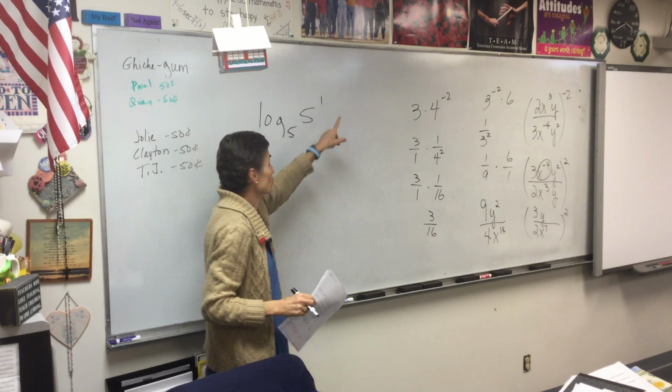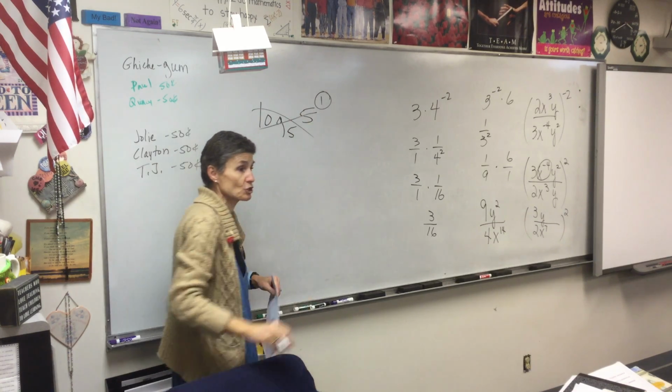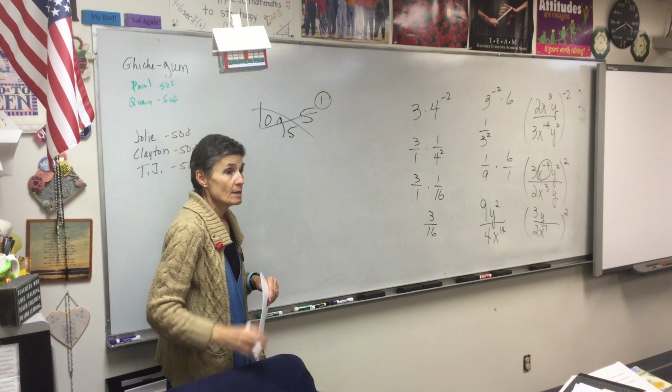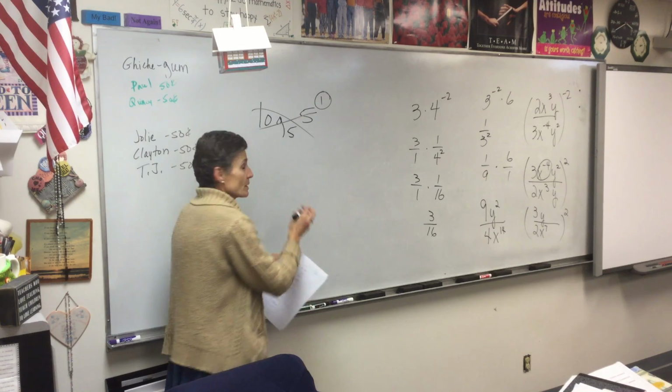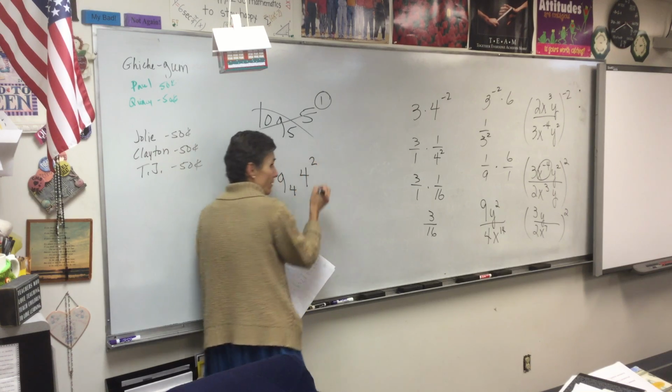This is 5 to the first. When I cancel these 5s, this all cancels and the answer is just 1. Now look at the second one. It's the log base 4 of 4 squared.